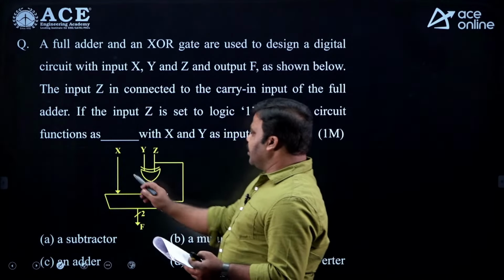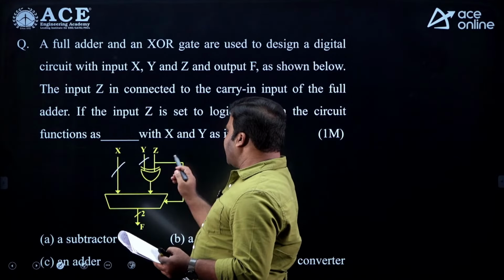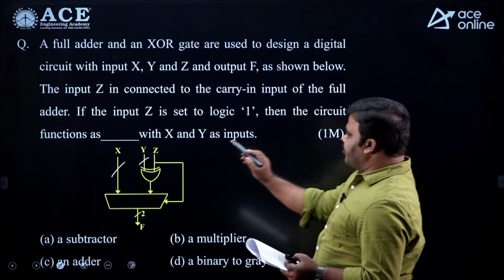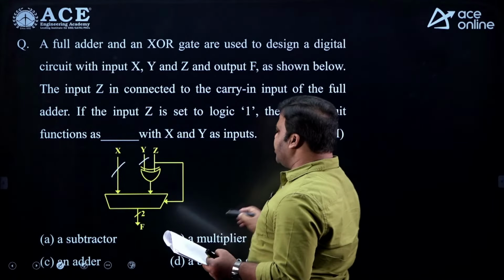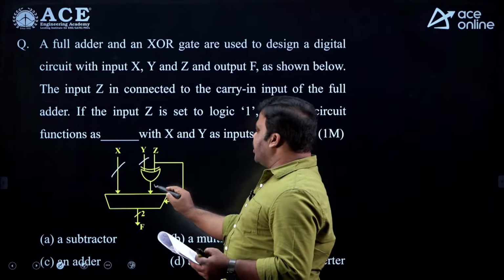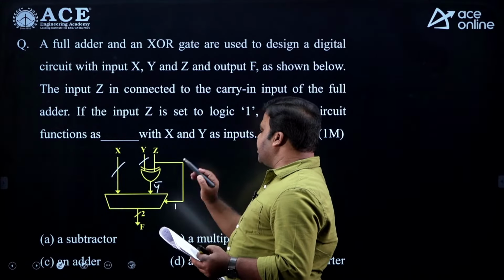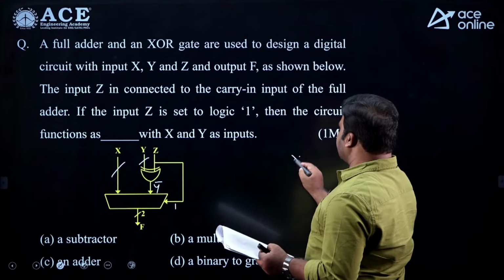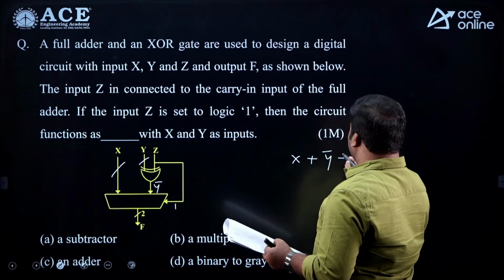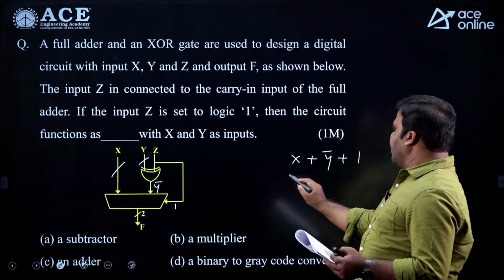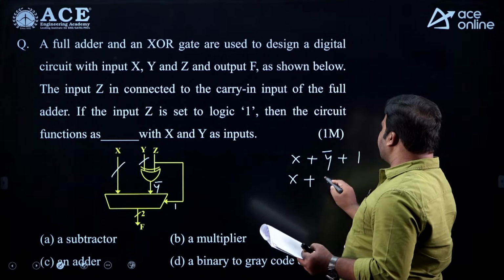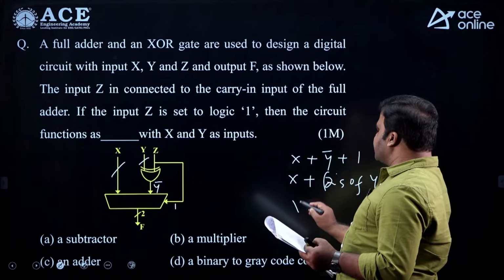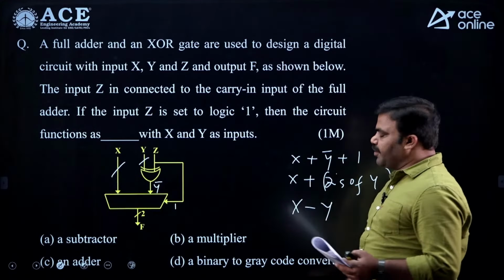If you know that, so it is X, it is Y and it is Z. So, Z is connected to 1, if you are observing that, so if Z is 1, what is the input we are getting here? So, Y bar we are getting here, and also we are connecting here 1. So, the output of this circuit is going to be X plus Y bar plus 1. If I say that X plus Y bar plus 1, we can say it is 2's complement of Y, then it can be used as X minus Y.